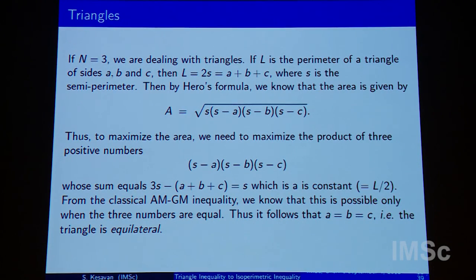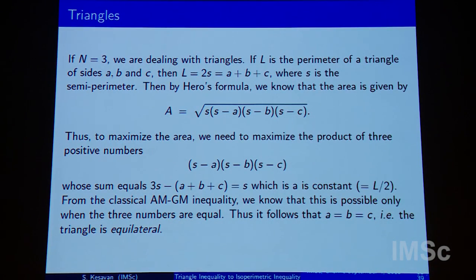So L is the perimeter of a triangle of sides a, b, c, then L can be 2s, which is a plus b plus c. s is the semi-perimeter. Then you have Heron's formula, which gives you the area of the triangle, which is square root of s into s minus a into s minus b into s minus c. So L is fixed means s is also fixed, because s is nothing but L by 2.